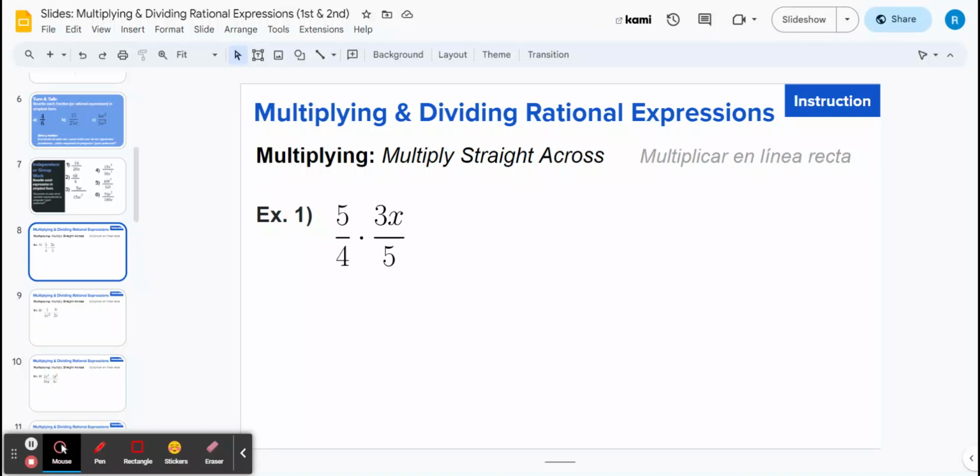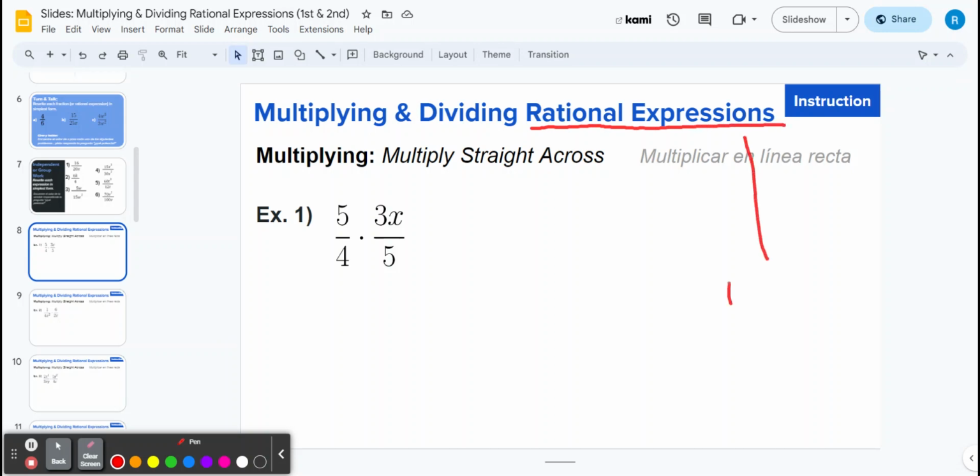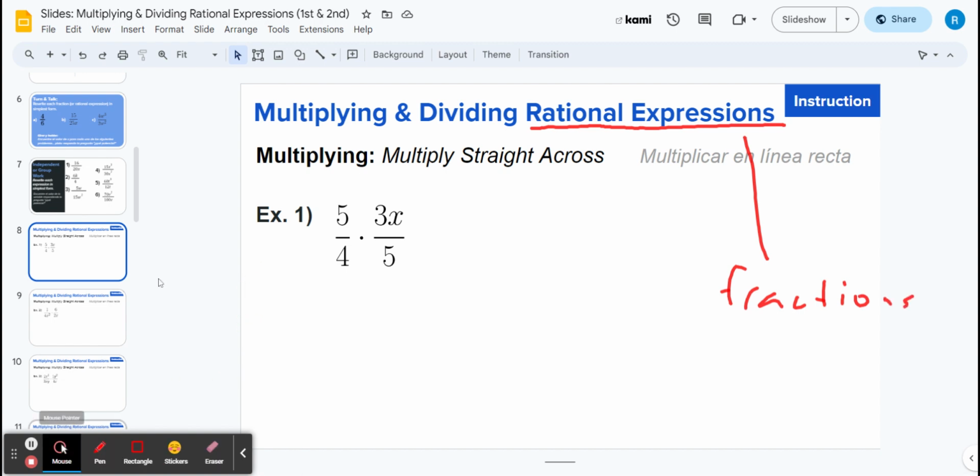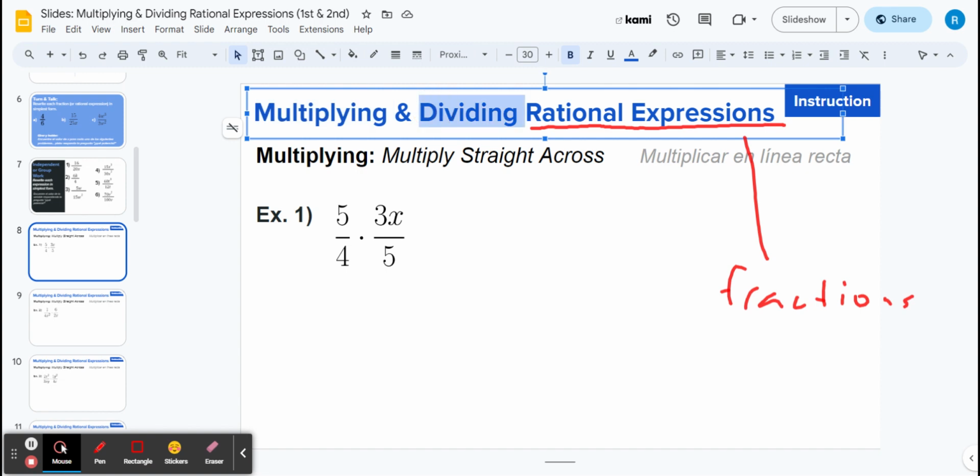Right, we are starting a unit on rational expressions, and rational expressions are pretty much fractions. Today our focus is going to be on multiplying and dividing these things. So we're going to basically recall all the skills that we used to use for multiplying and dividing fractions.